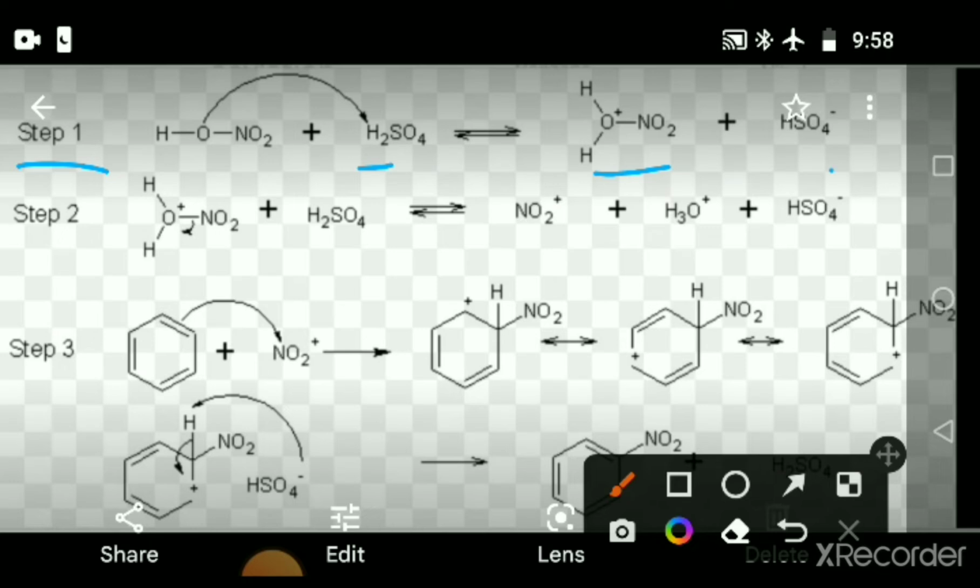Then the second step is the formation of carbocation. In the second step, the carbocation is separated from the nitric acid. It forms the carbocation radical. Then the third step is the removal of a proton from the intermediate.